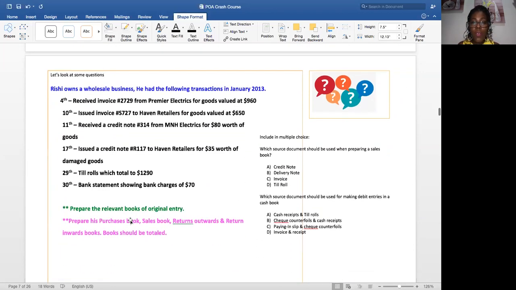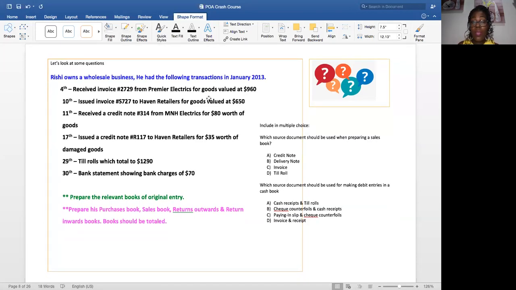All right, I didn't just give you that information for information's sake, right? I'm a person who really doesn't like to waste time. I gave you that information because a lot of times a question comes and you have to be able to analyze what source documents are used and how to apply the information. So let's look at the question to the top right, where it says Rishi owns a wholesale business. He had the following transactions in January 2013.